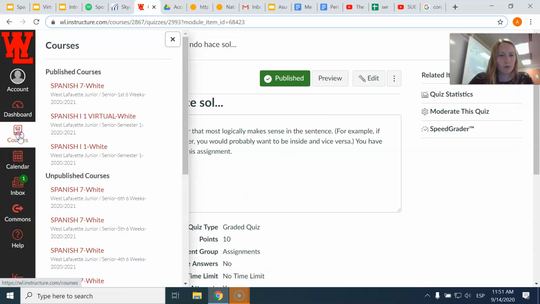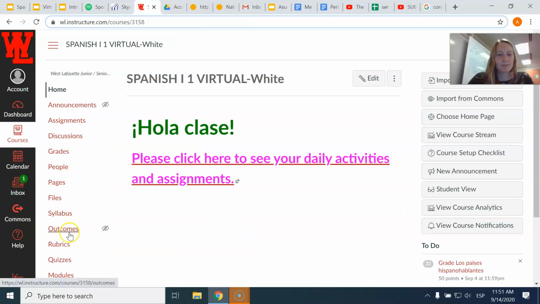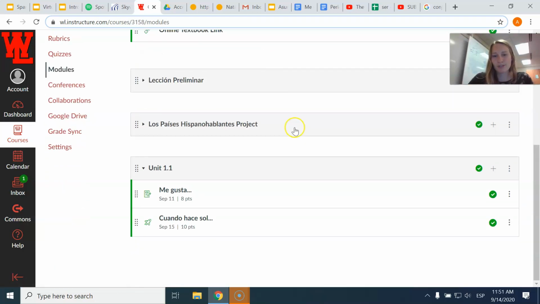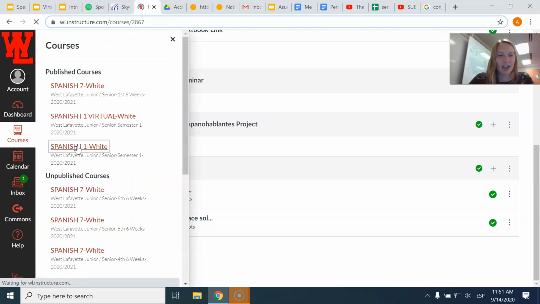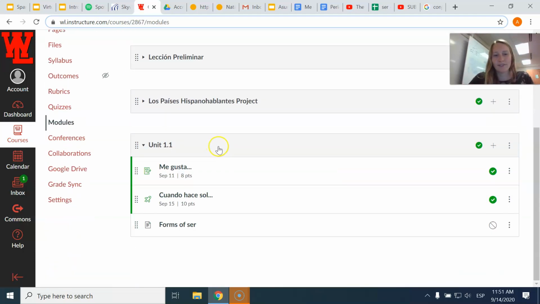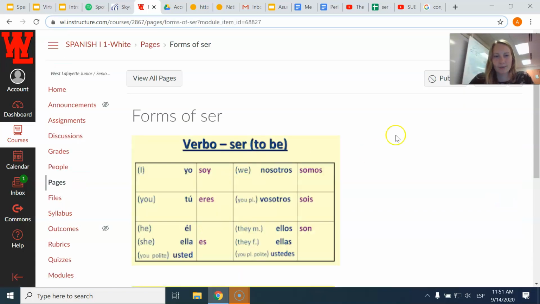If you go to Courses, Spanish 1 Virtual, Modules, again, everything I put is under Modules. This is our nice little Unit 1.1 module. Oh, I haven't put it here yet. I'll show you it in the Spanish one, and then I'll put it over for you. It'd kind of be nice if we all shared the same class, the online and in-person. Okay, forms of ser. So I'll push this over to your guys' class after I'm done recording.